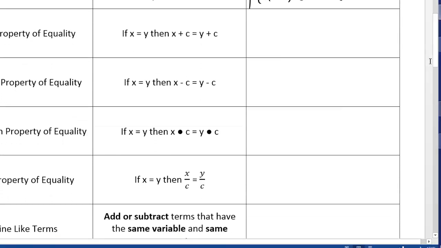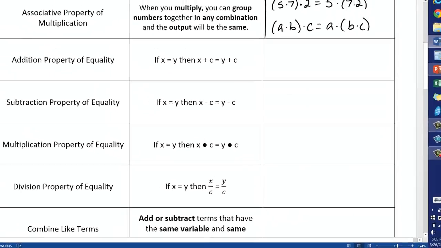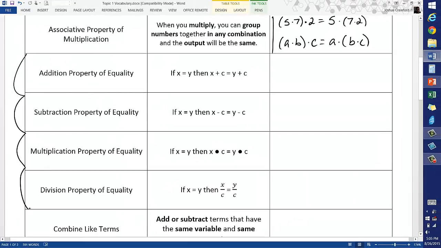Now the addition property of equality. These next 4 properties deal with the same major idea, that whatever you do to one side of an equal sign, you must do the same exact thing to the other side of the equal sign in order for the equation to be equivalent to each other, to be the same equation. Okay, so let's start. Addition property of equality. If x equals y, then x plus c equals y plus c.